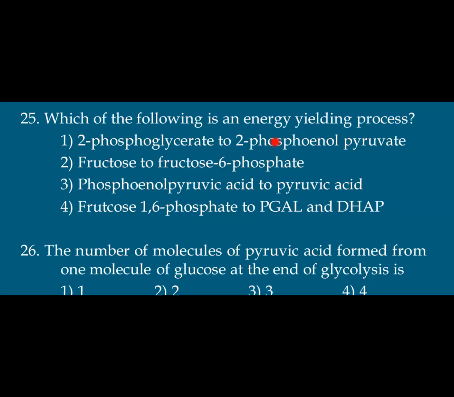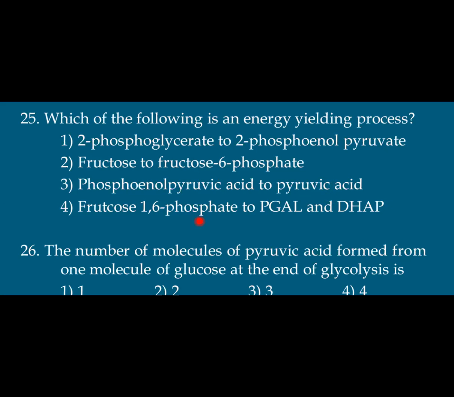So it is not energy related. Option 1 is wrong. Option 2, fructose to fructose 6-phosphate, is not energy yielding; rather it is energy consuming, because one ATP molecule is consumed here. Option 3, phosphoenol pyruvate to pyruvate. Yes, this is the answer. PEP converts to pyruvic acid where phosphate is liberated and donated to ADP, and ATP is formed. This is the last step of glycolysis, which is an energy yielding process. Option 3 is the right answer.